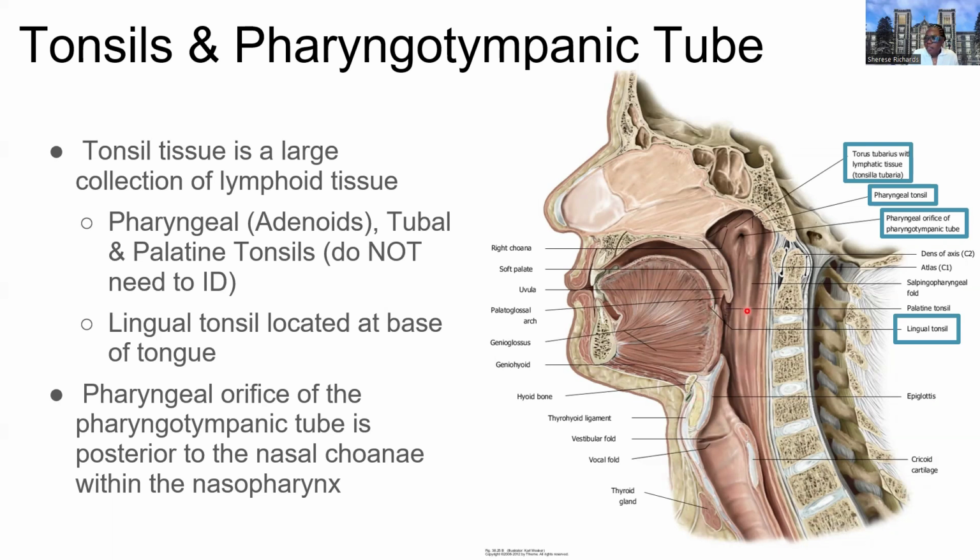I also want to point out that the pharyngeal tonsils are also referred to as the adenoids. So that can be an alternate term on your quiz, either pharyngeal or adenoids. And then same thing for the tubal. The tubal tonsils can also be called the torus tubarius.